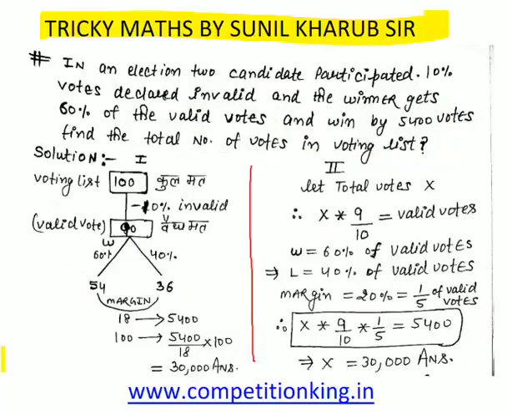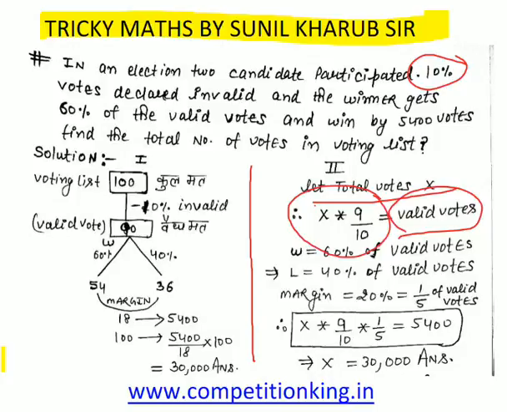Now we will see the second approach, most suitable approach for this type of questions. Let total votes be X. 10% votes are invalid. This means 90% is the valid vote. The valid vote is nothing but 9 by 10 of the votes. Winner gets 60% of the valid votes. The loser will get 40% of the valid votes. Margin is 20% of the valid votes. 20% in fraction is 1 by 5. 1 by 5 of the valid votes.